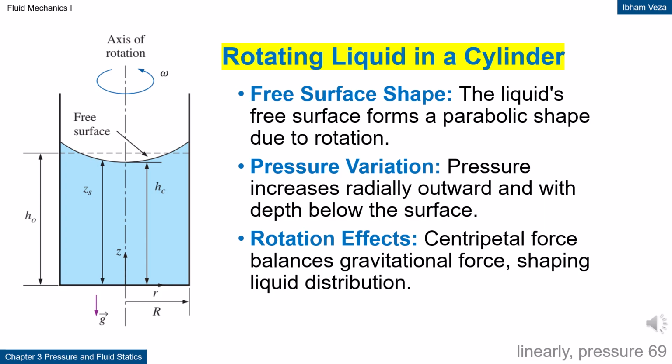Rotating liquid in a cylinder. If a liquid is rotated inside a cylinder, its free surface forms a parabolic shape. This shape occurs because of the balance between centrifugal force and gravity. Pressure increases radially outward and also with depth. The pressure distribution is no longer only a function of vertical depth. This phenomenon is important in many rotating engineering applications.